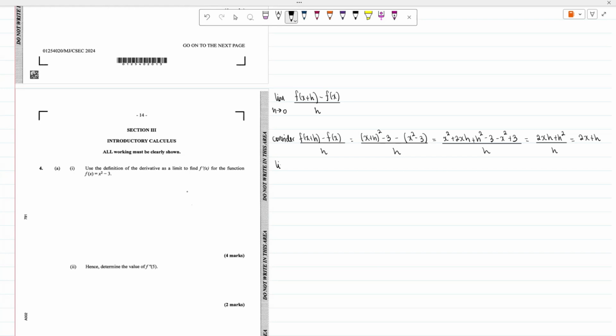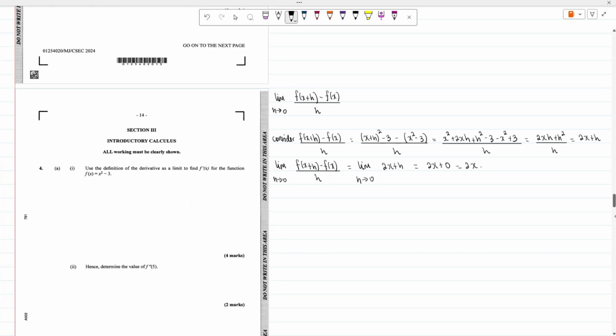So the limit as h tends to 0 of f of x plus h minus f of x all over h is equal to the limit as h tends to 0 of 2x plus h, and from here it is a substitution game. Plug in h to be 0, 2x plus 0, which is 2x. Now this concept is very easy to understand and follow.